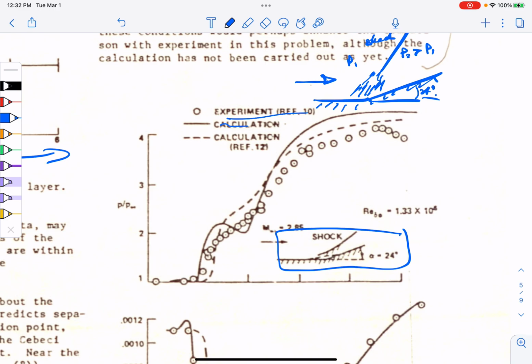Experiments, once again, are these dots. This is pressure on the wall relative to the ambient pressure. Lines are predictions. And you can see if this is 1, so this is P equals P atmosphere. You can see up here, this distance is about a half an atmosphere.